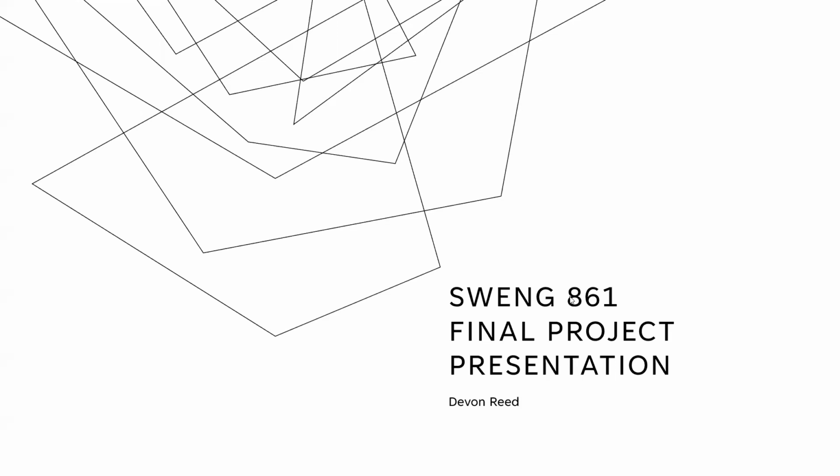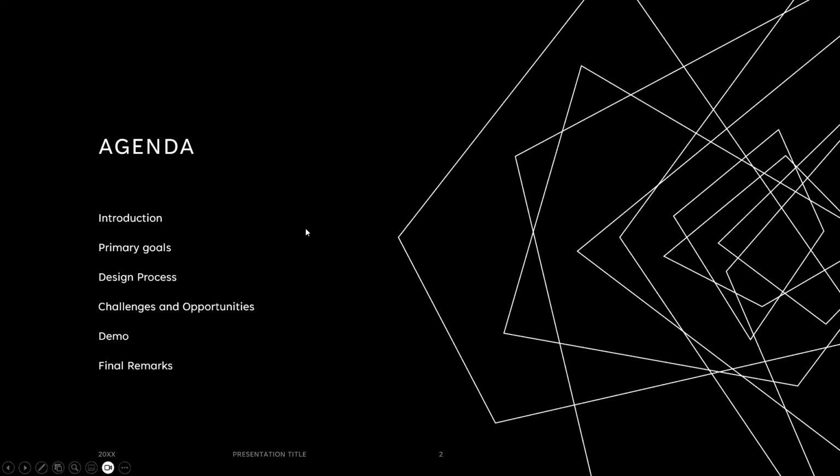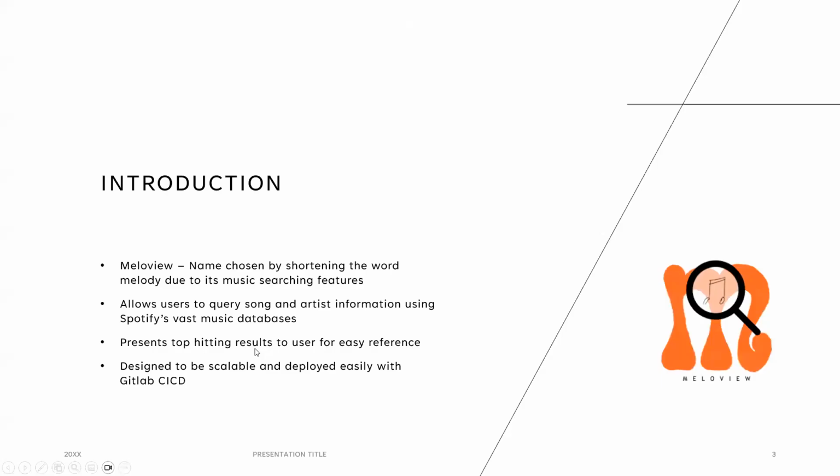Hello, my name is Devin Reed, and today I'm going to be presenting my final project for Software Engineering 861. The things we're going to cover today are an introduction to the application I made, our primary goals, the design process I followed and executed, the challenges and opportunities that were presented during the project, a quick demo, and then final remarks. So to get started, the application I developed was called Meloview.